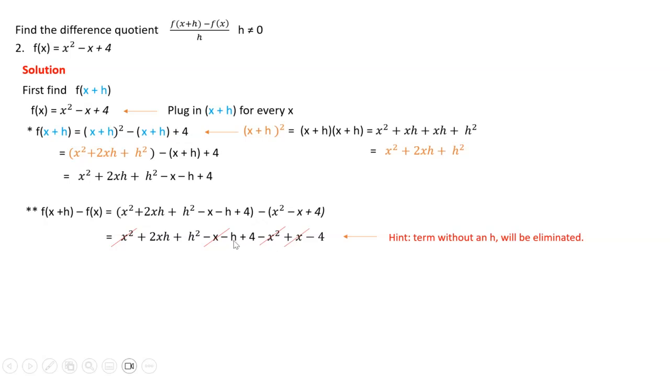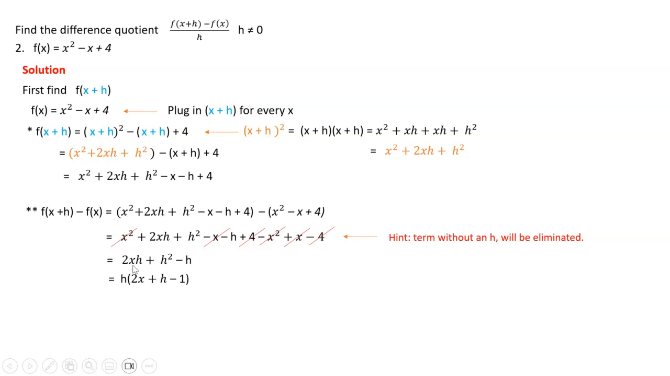The minus h has an h, so that one stays. And the 4 doesn't have an h, so there has to be a negative 4 somewhere, and here it is at the end. So those cancel. So what's left are other terms that have an h in them. So this is the answer for the second part.